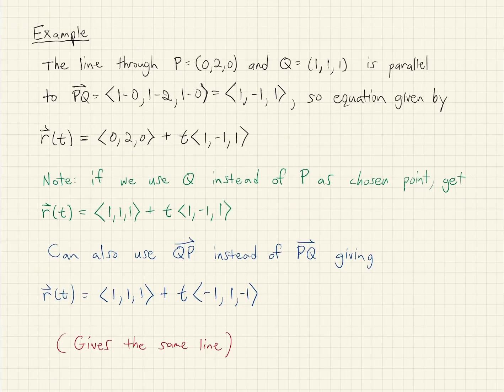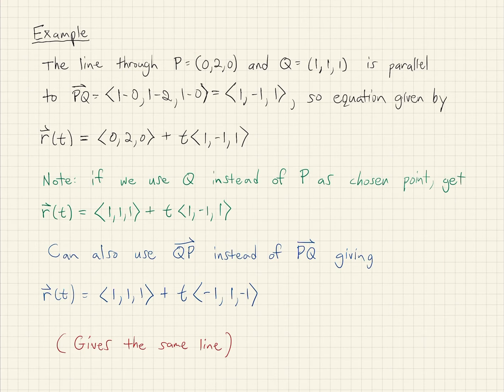All right, so let's work out an example here. Let's say you were interested in finding the equation of the line that goes through the point P equals (0, 2, 0) and Q equals (1, 1, 1). Well, you could choose either P or Q to be the point on the line. So we'll go ahead and pick P since it was listed first. That'll be our chosen point that's on our line.